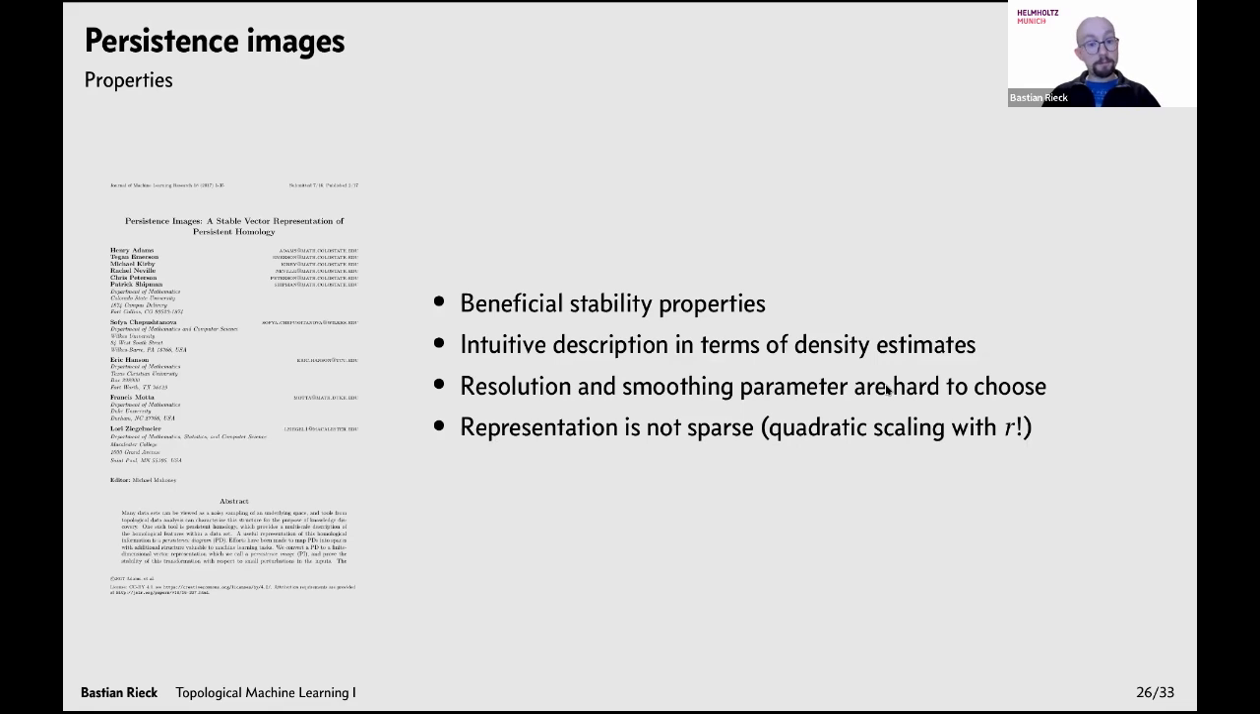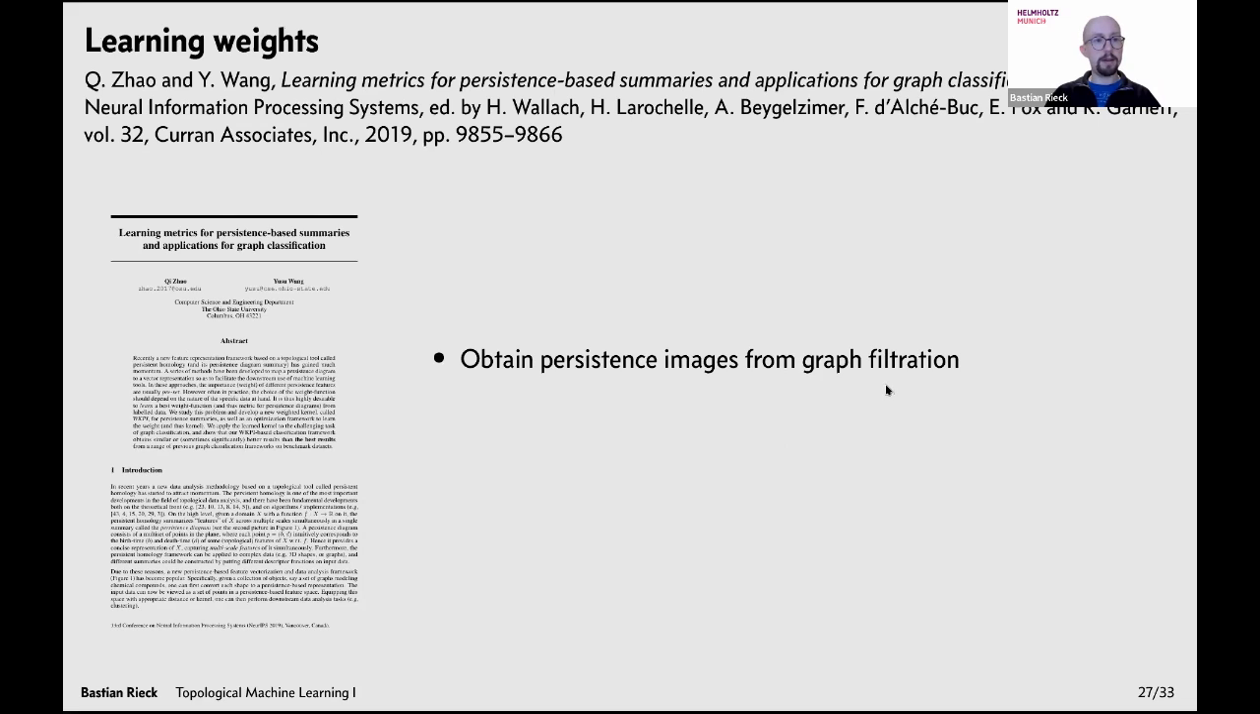Of course, I should also mention that the representation that you get out of there is definitely not sparse. It's a full image, so it has quadratic scaling with the resolution R that you put in there, but you can easily use it in a classification setting. So in fact, this would be my suggestion to everyone doing this kind of thing. If you start with persistence diagrams, use the persistence image paradigm and throw those images into a simple classifier, and I'm sure you will find some interesting signal for your data.